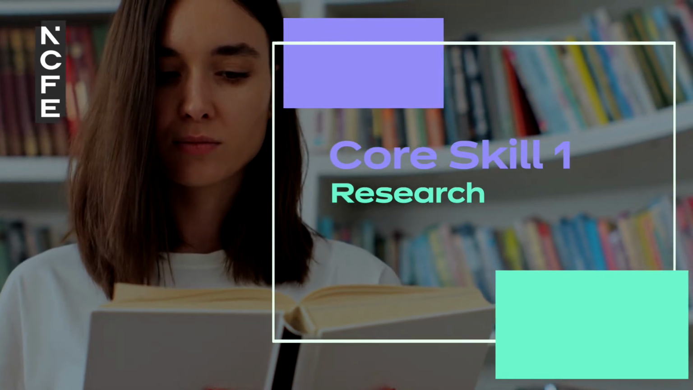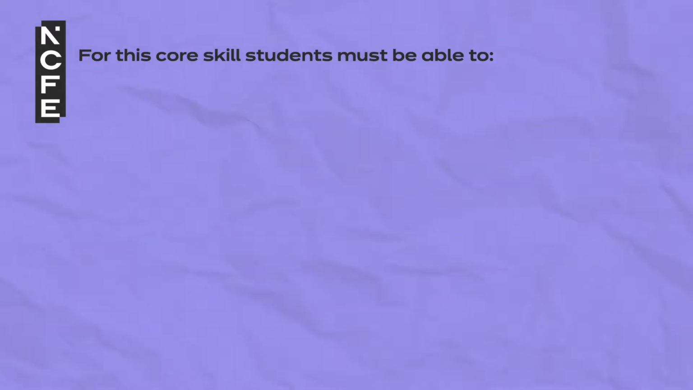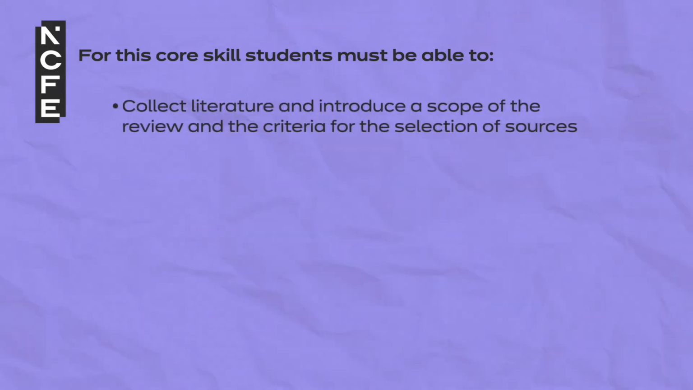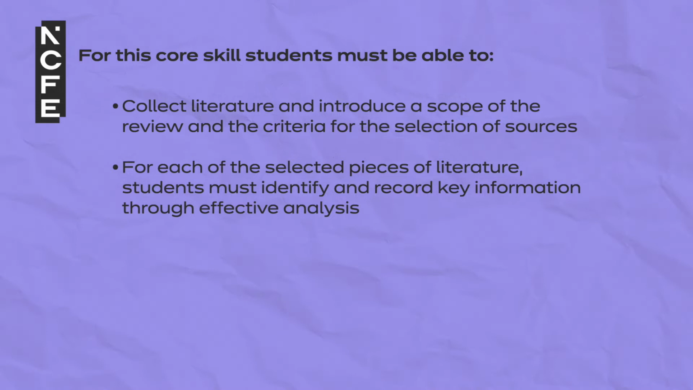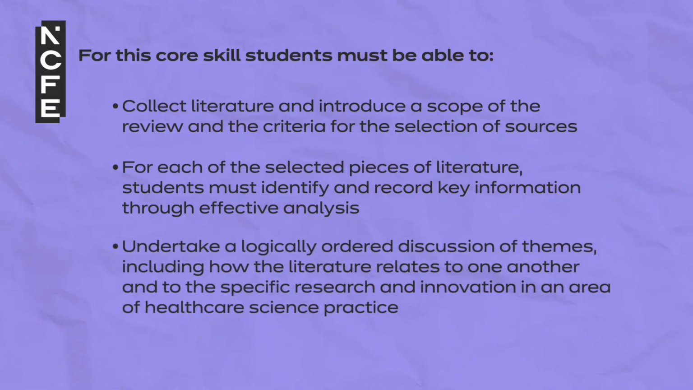Core skill 1 is research. For this core skill, students must be able to collect literature and introduce a scope of the review and the criteria for the selection of sources. For each of the selected pieces of literature, students must identify and record key information through effective analysis. Undertake a logically ordered discussion of themes, including how the literature relates to one another and to the specific research and innovation in an area of healthcare science practice. More detailed information can be found within the core skills section of the healthcare science qualification specification.